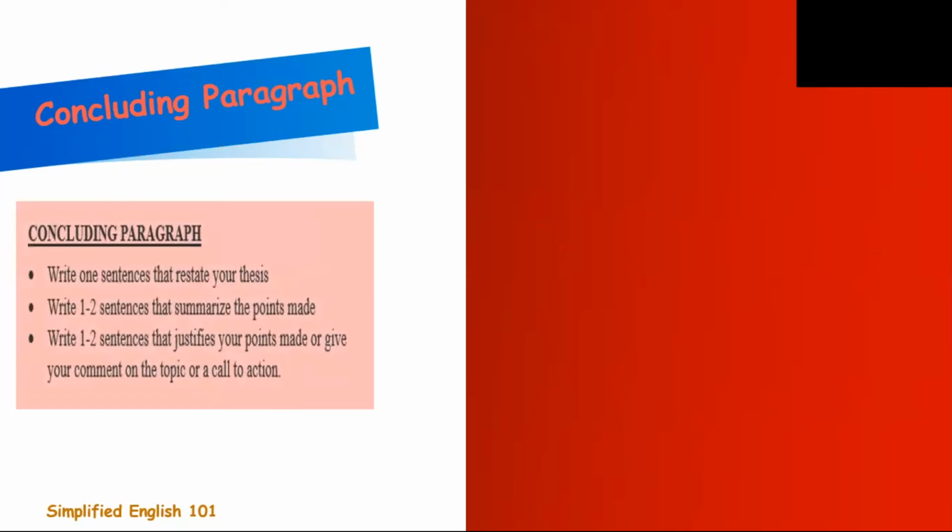As such, you are going to be writing one sentence that restates your thesis, one sentence or 1 to 2 sentences that summarizes the points made, and 1 to 2 sentences that justifies the entire topic being discussed. Now, always remember that you should not include any new ideas into your concluding paragraph, and do not rewrite all the ideas expressed, just summarize them.